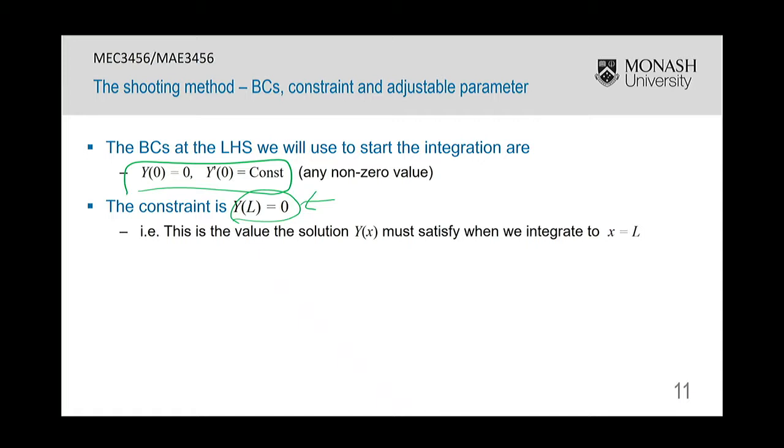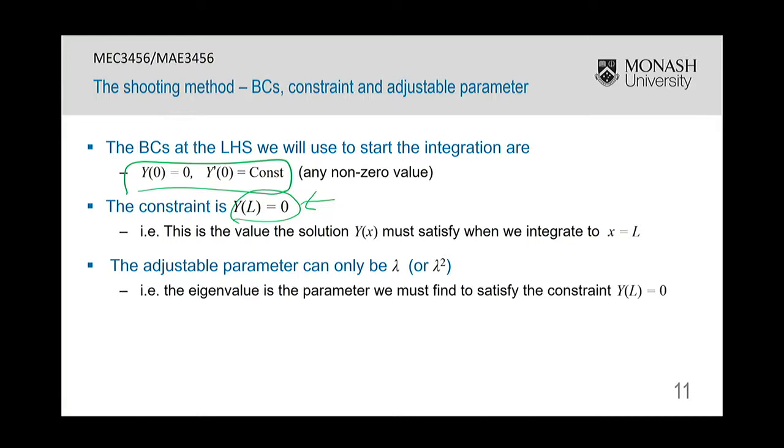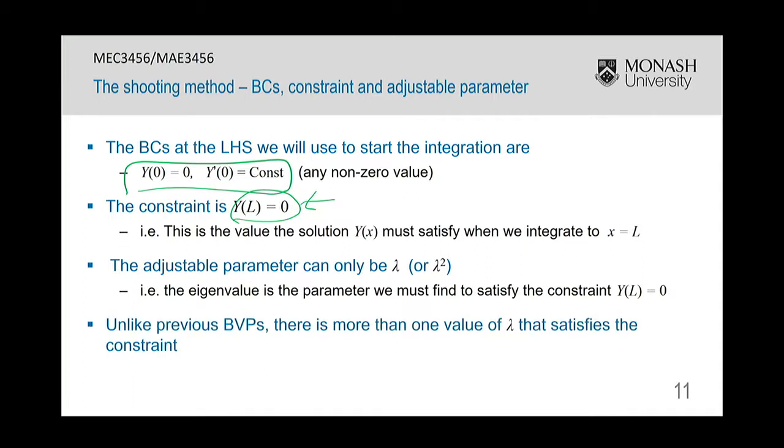0 is the value our solution must satisfy when we integrate to x as L. So therefore the adjustable parameter can only be lambda, or perhaps lambda squared. It doesn't matter whether we treat lambda or lambda squared as the parameter, we end up with the same result. So the eigenvalue is the parameter we must find to satisfy the constraint y of L is equal to 0. Unlike our previous looks at boundary value problems, there is more than one value of lambda that satisfies this constraint, and we'll see that in a minute.